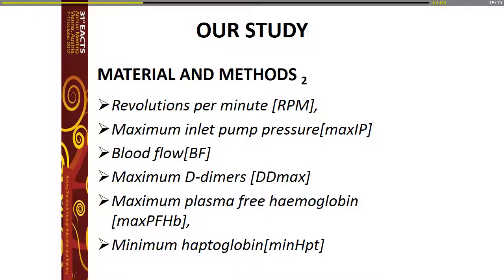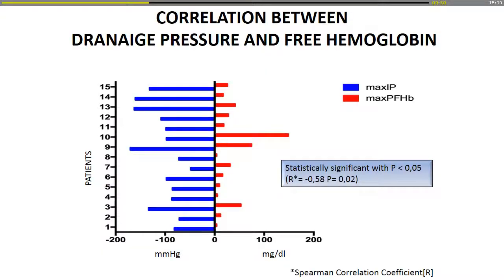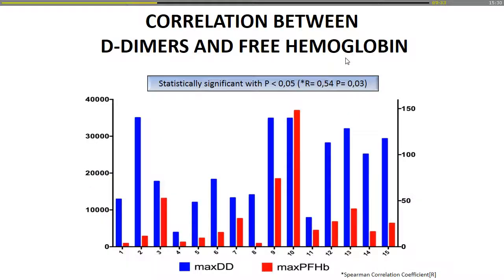In the materials and method, we measured the revolutions per minute, maximum inlet pressure, blood flow, maximum D-dimers, maximum plasma-free hemoglobin, and minimum haptoglobin. Using statistical analysis to evaluate the relationship between maximum negative pressure and the degree of hemolysis seemed to suggest an inverse correlation, that is to say, the increase in negative pressure will increase the degree of free hemoglobin.